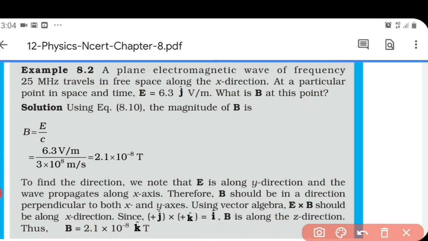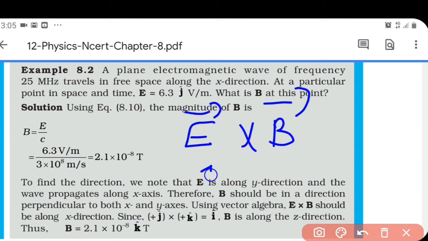To find the direction of magnetic field B, we can use the logic that the direction of propagation of an electromagnetic wave is in the direction of E cross B. So here E is in the j cap direction, cross dash, we don't know the direction of the magnetic field. That is equal to the direction of propagation, and it's given the electromagnetic wave is traveling in the x direction. So we take it to be the positive x direction. If it is the negative x direction, it will be mentioned clearly. So that direction is i cap.